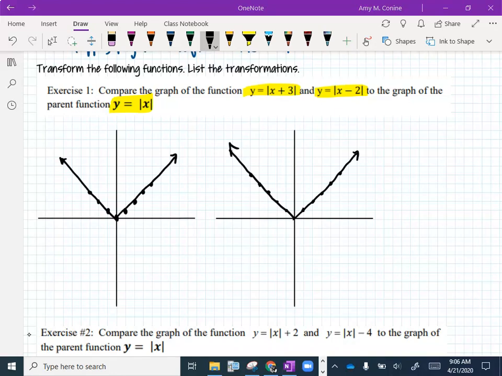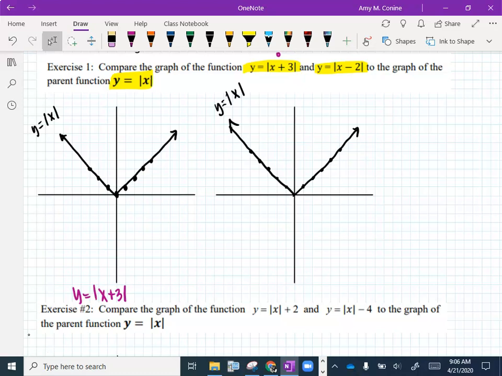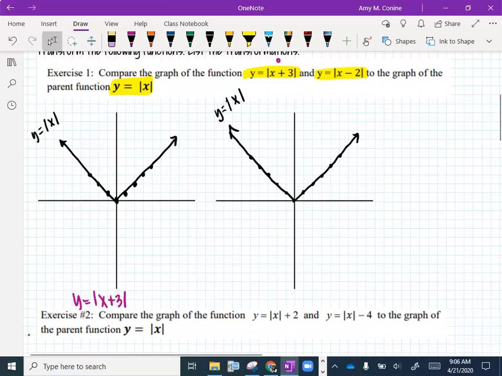If you remember, for absolute value, it's this V shape where all your points go up by 1 unit. So this is your parent function for these particular graphs. Make sure you label so you know what you're looking at. I'm going to do y equals the absolute value of x plus 3 on this graph. When you're talking about transformations, you don't need to do a table. You can just look at your function and it should tell you where you're going to go.